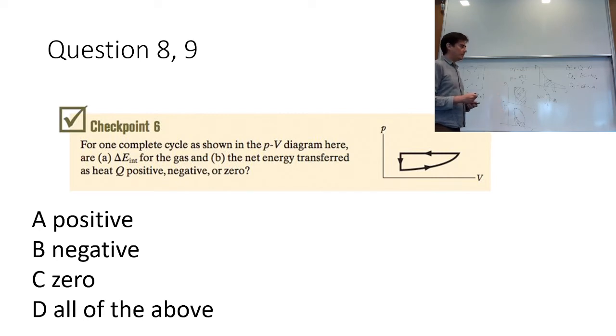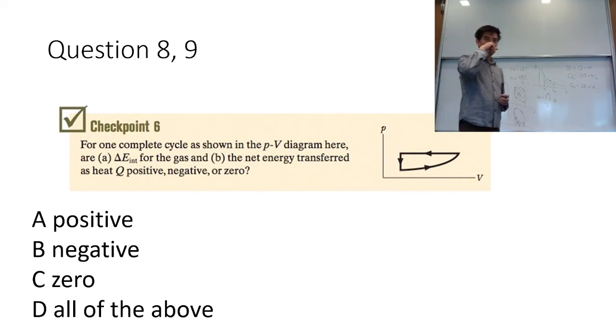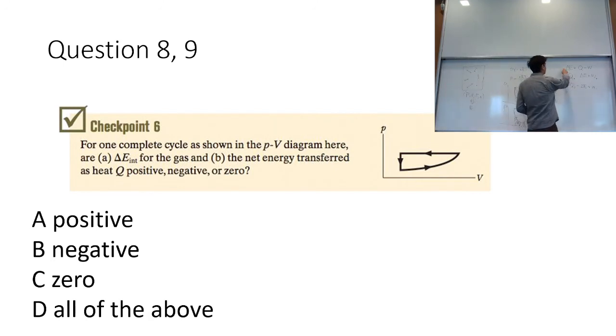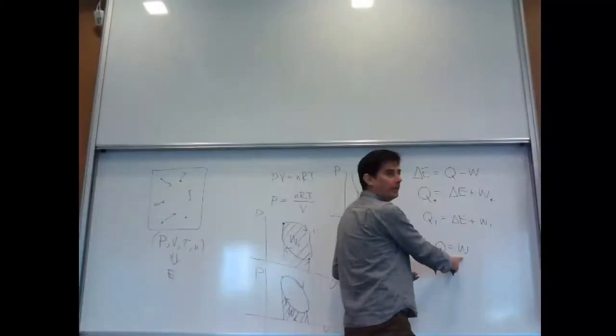Negative, right. So how did you work out it's negative? Because Q equals delta E minus the work done by the gas, and then the work done by the gas is a factor. Right, yes, exactly. So we've got a cycle, so this one is 0, right? So that's 0. So then Q is equal to W. And then we just have to work out what the work is.